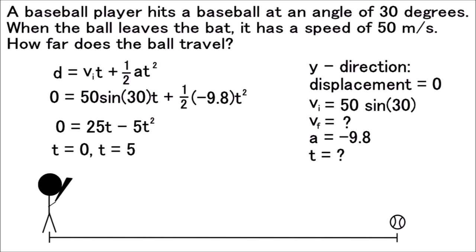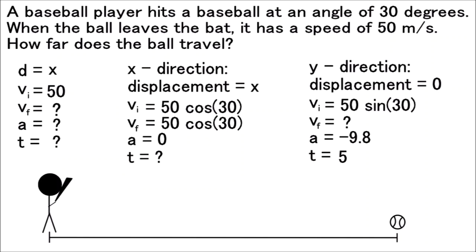So if we have 2 answers, how do we know which one to use? Well, t equals 0 would correspond to when the ball is hit by the bat, so t equals 5 would correspond to the point where the ball hits the ground. So we can disregard t equals 0 since the answer wouldn't make sense, and use t equals 5 for the time the ball is in the air for. Now we can plug in our time for the time in the y direction and the x direction too.